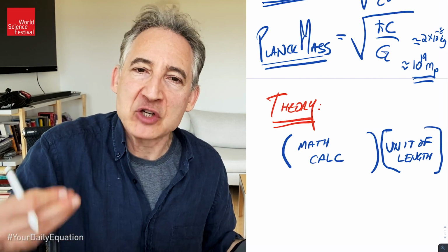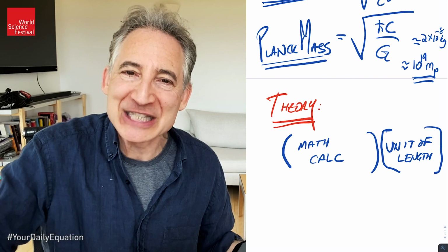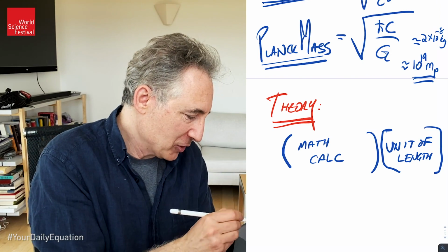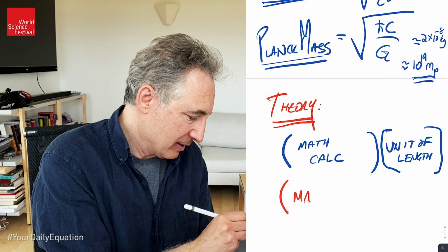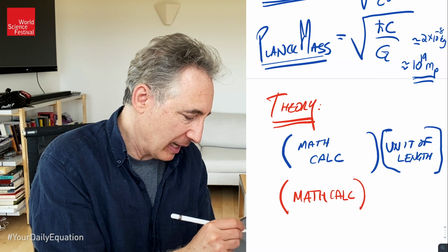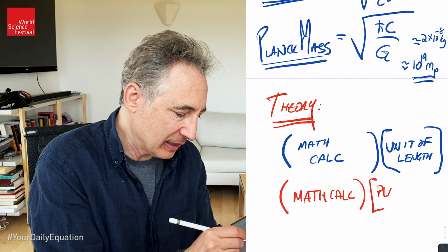And the unit of length that will emerge in our theory is determined by the only numbers in the theory that have dimensions, which are c, h bar, and G. And therefore, the unit of length that will emerge in our theoretical undertaking will be our mathematical calculation times the Planck length.